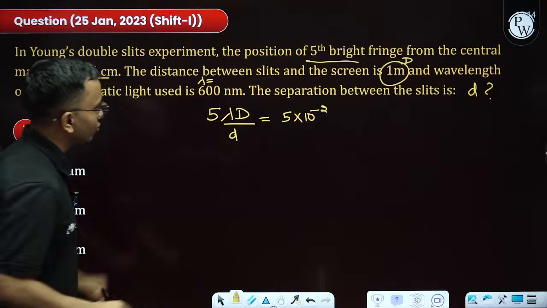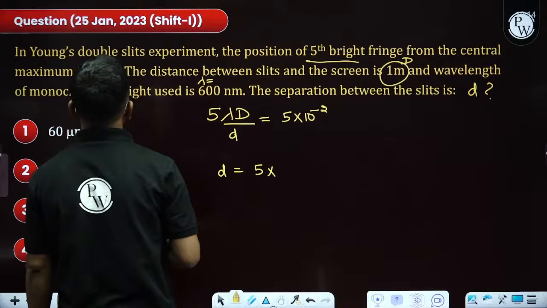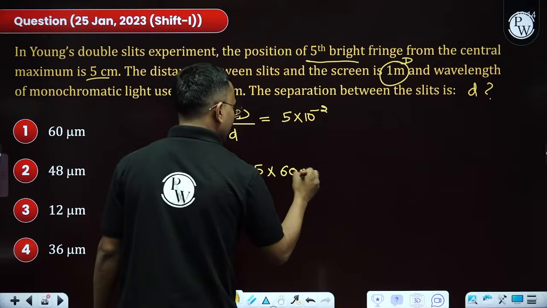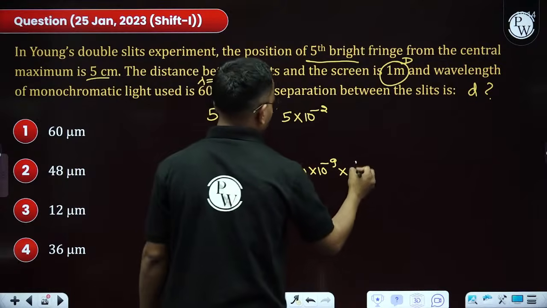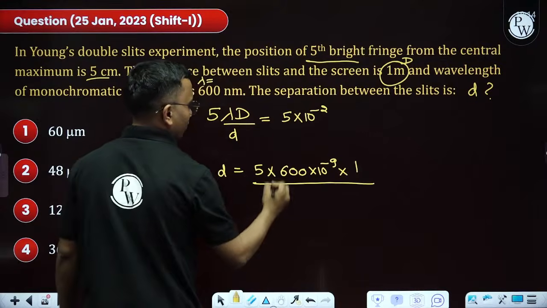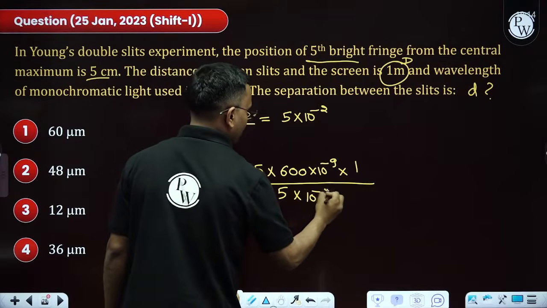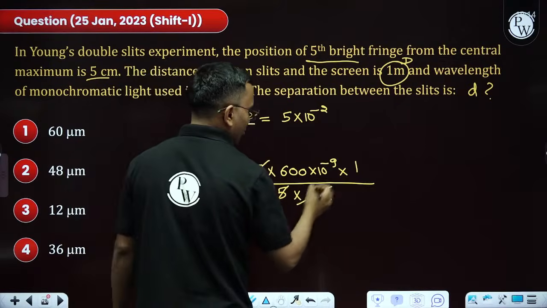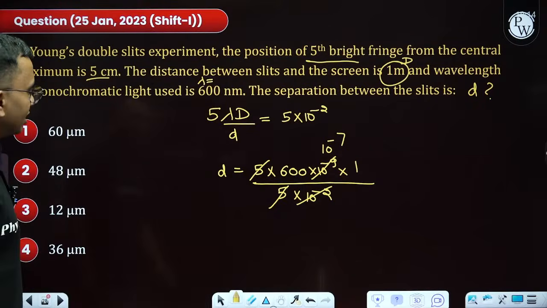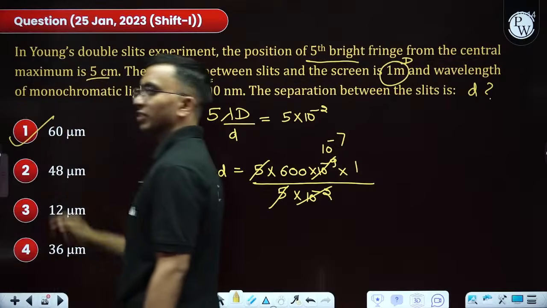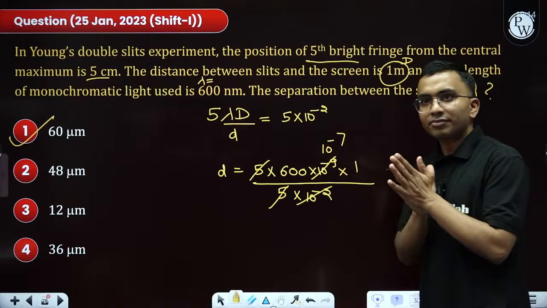Now small d I can solve here. Small d will be equal to 5 into lambda. What is lambda? 600 nanometer. 600 into 10 to the power minus 9 into what is D? D is 1 meter, divided by 5 into 10 to the power minus 2. So 10 to the power minus 7 it will become here. So this comes out to be 60 micrometer, which is option 1. 60 micrometer, small d. Clear?